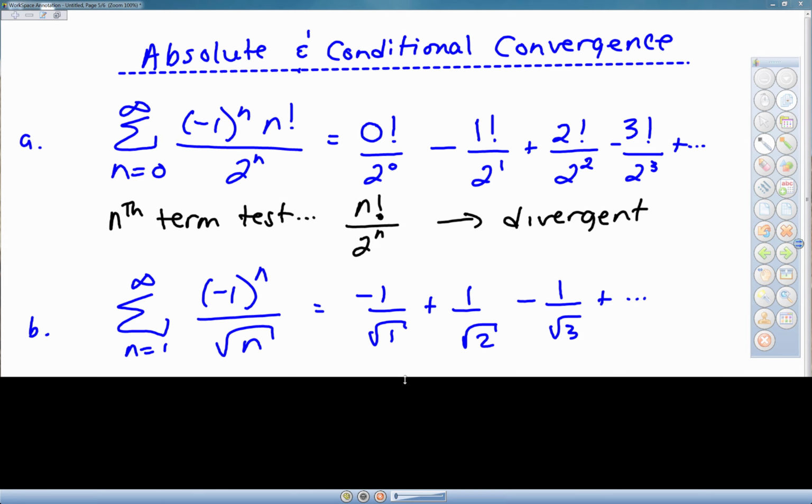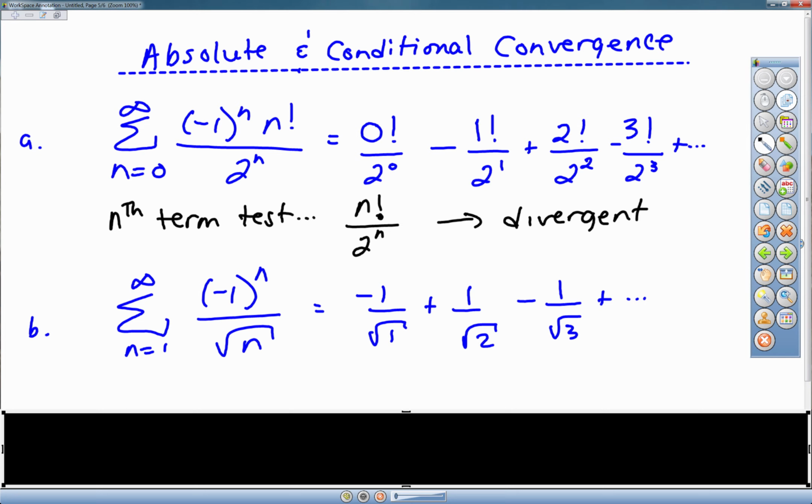Okay, so first things first. What does the nth term look like here?